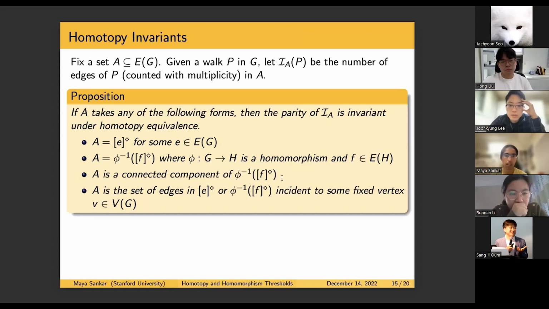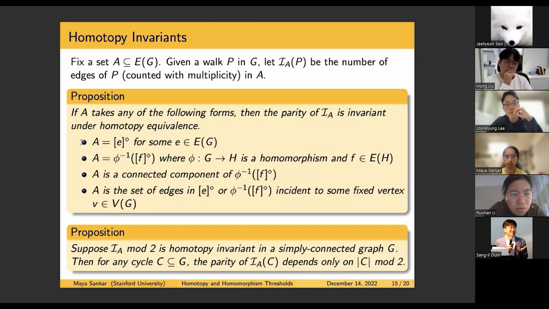You can also take connected components, and I guess this last trick is you look at the set of edges that are incident to some fixed vertex V, and that set also turns out to give you a homotopy invariant I. And I guess the only one that I'm going to be looking at for this talk is this one. But ultimately, having so many different homotopy invariants to choose from is one of the things that makes this theory useful.